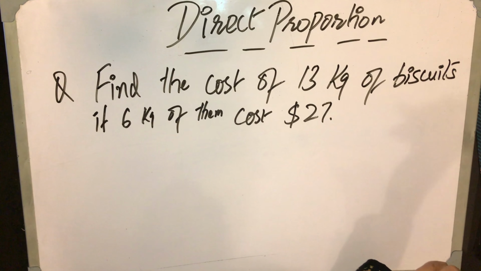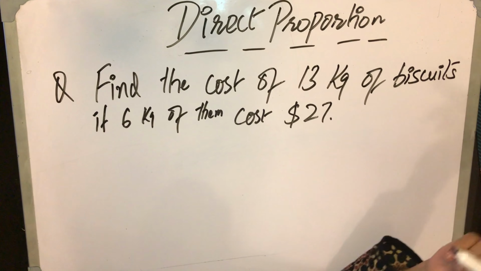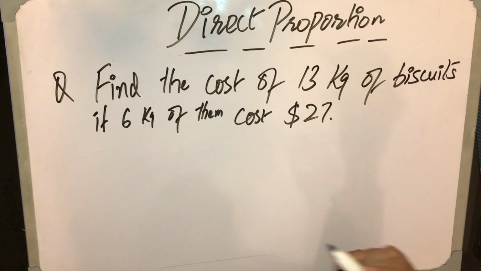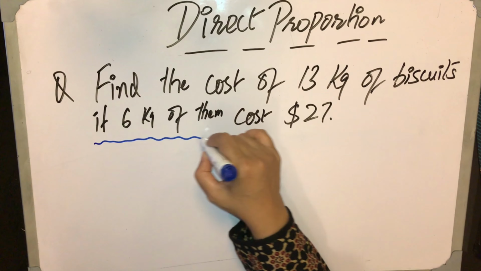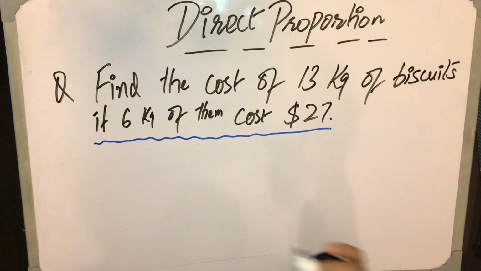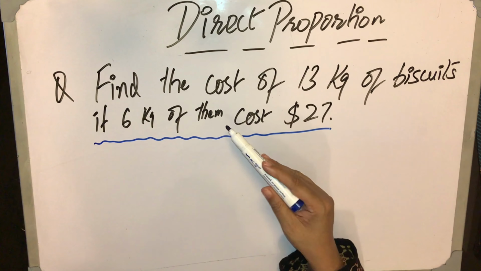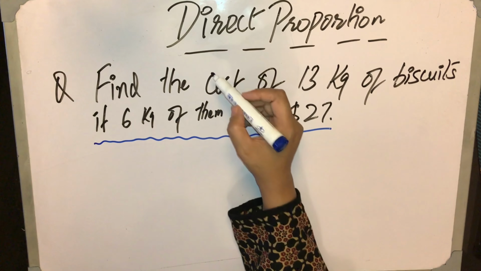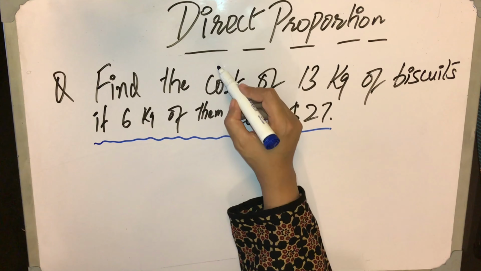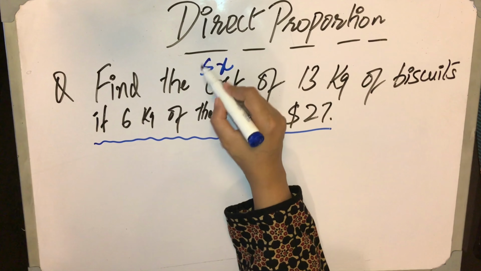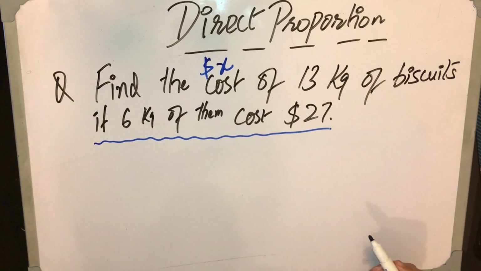The question is: find the cost of 13 kg of biscuits if 6 kg of them cost $27. This is the relationship which will help us, that 6 kg of them cost $27 and we have to find the cost of 13 kg. We suppose that the cost of 13 kg is $X, which is required in this question.